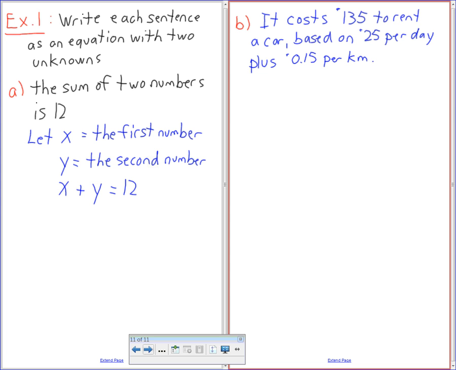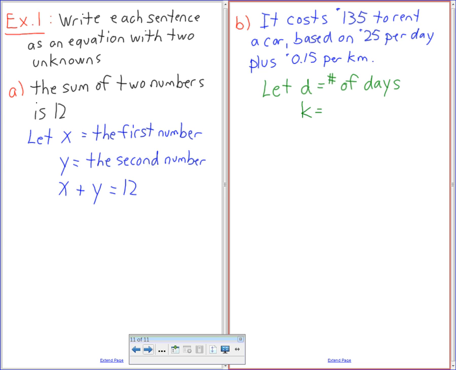Okay, so it says it costs $135 to rent a car based on $25 per day plus 15 cents per kilometer. What are the two unknowns in this equation? Because we need two variables, x and y. We'll start with you, Billy. Go ahead. How many days? Days. Okay, so I'm going to say let d equal the number of days. Sounds good. I got another volunteer to tell me what my other unknown is going to be. Good. So I say let k equal the number of kilometers.